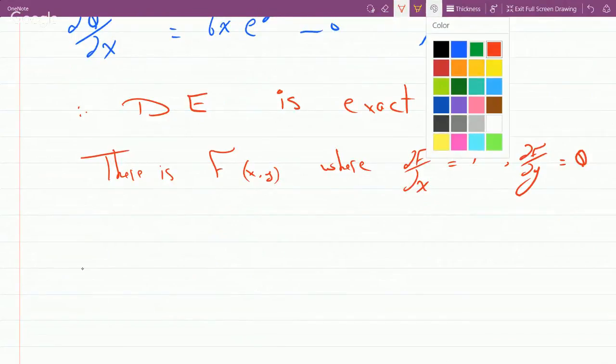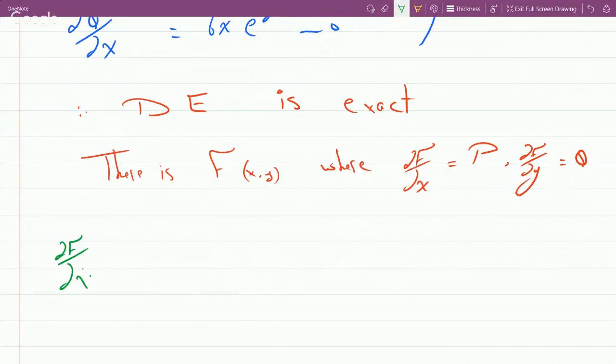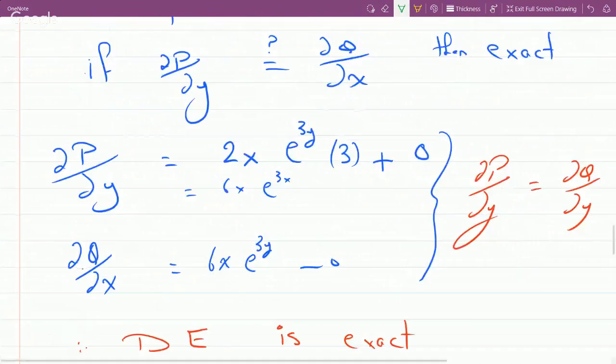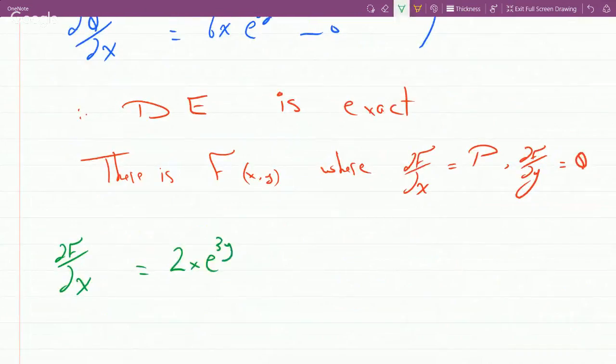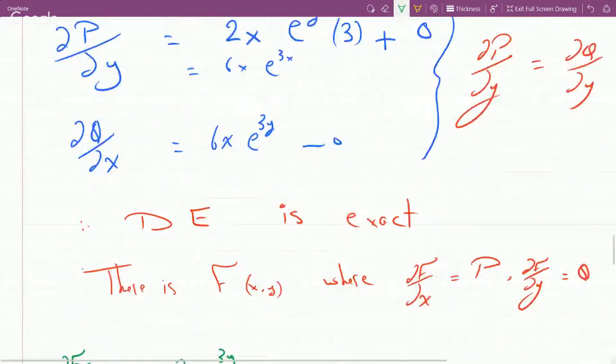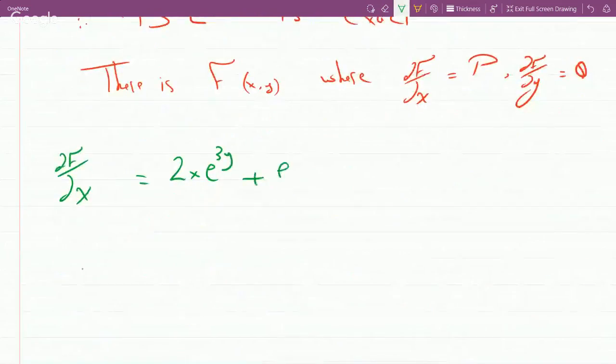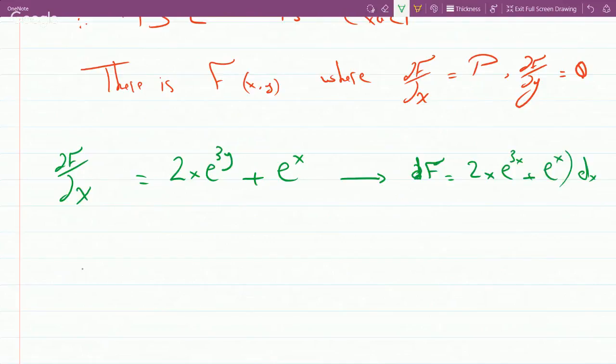So let's do that. Let's take the x. So df over dx has to equal our P. P is 2x e to the 3y plus e to the x. And our objective is to solve for f. So multiply both sides of this equation by dx. So we get df is equal to 2x e to the 3y plus e to the x dx.